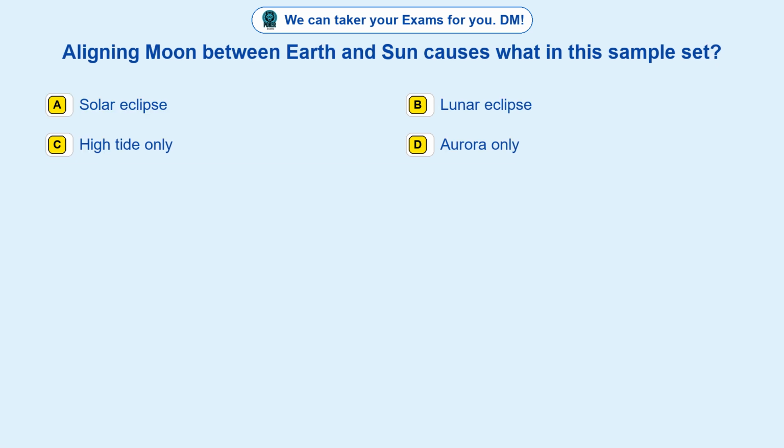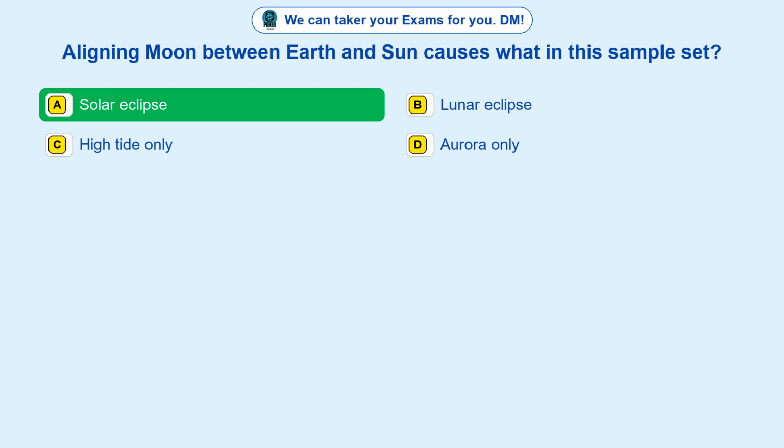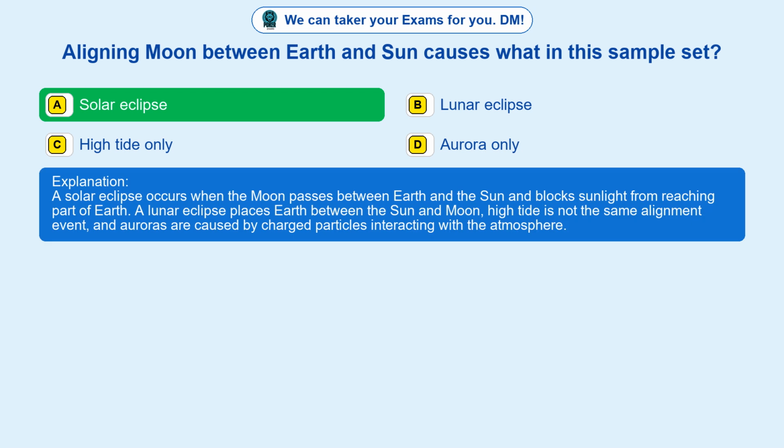Question 92. Aligning moon between Earth and Sun causes what in the sample set? Option A, solar eclipse. Option B, lunar eclipse. Option C, high tide only. Option D, aurora only. The correct answer is option A. Solar eclipse. A solar eclipse occurs when the moon passes between Earth and the Sun and blocks sunlight from reaching part of Earth. A lunar eclipse places Earth between the Sun and Moon. High tide is not the same alignment event, and auroras are caused by charged particles interacting with the atmosphere.